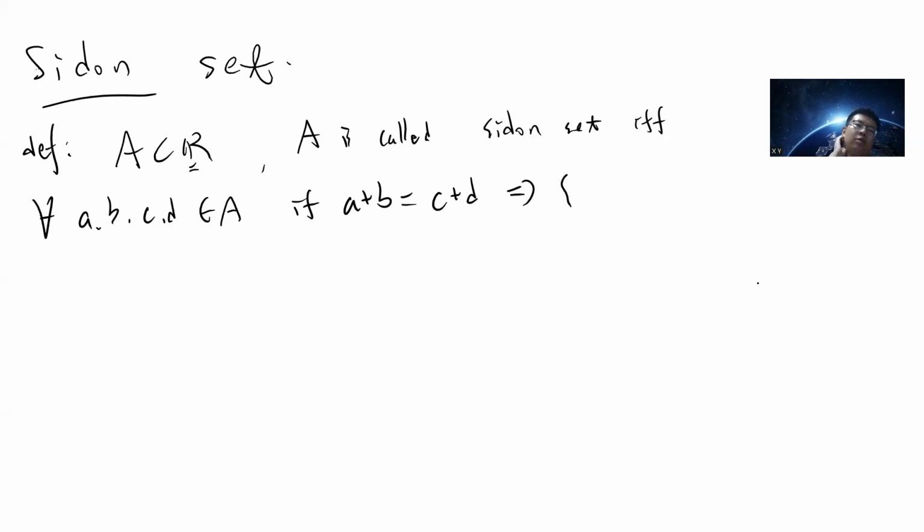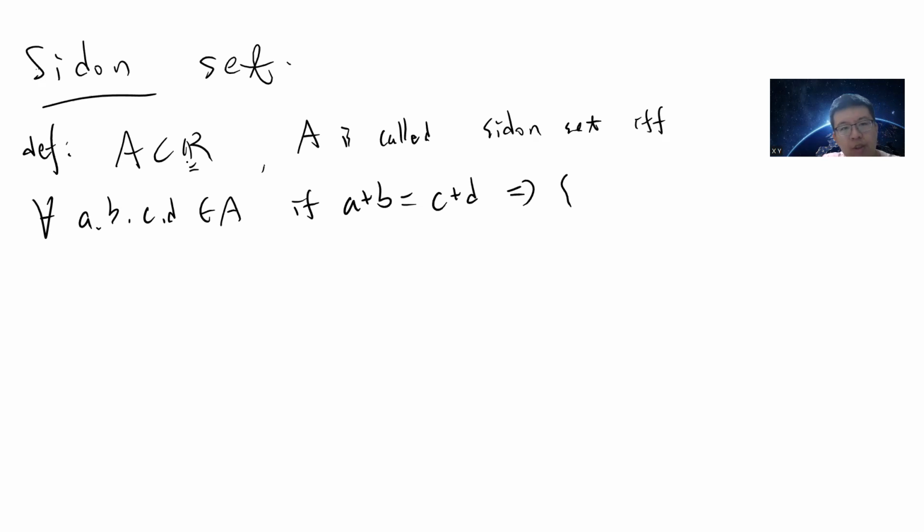Hey, what's up, guys? So in this video, I will talk about one interesting idea in additive combinatorics called the Sidon set, and I will give you an upper bound and a lower bound. I think this is a very interesting topic, but there's almost no video on this topic. Okay, so let me just write down the definition.